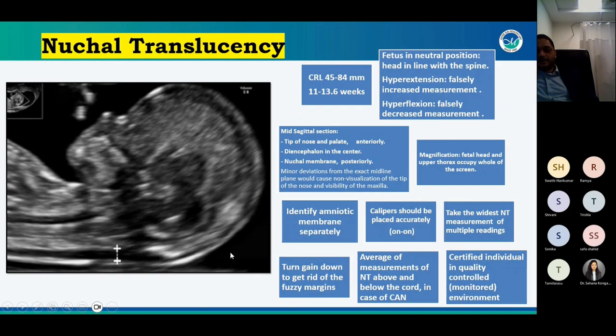Finally, the NT scan should be performed by a certified individual in a controlled environment. That is, quality assurance monitoring should be performed to check whether the scans are done properly, whether the image is acquired with all these prerequisites fulfilled. So that is how the nuchal translucency should be recorded.